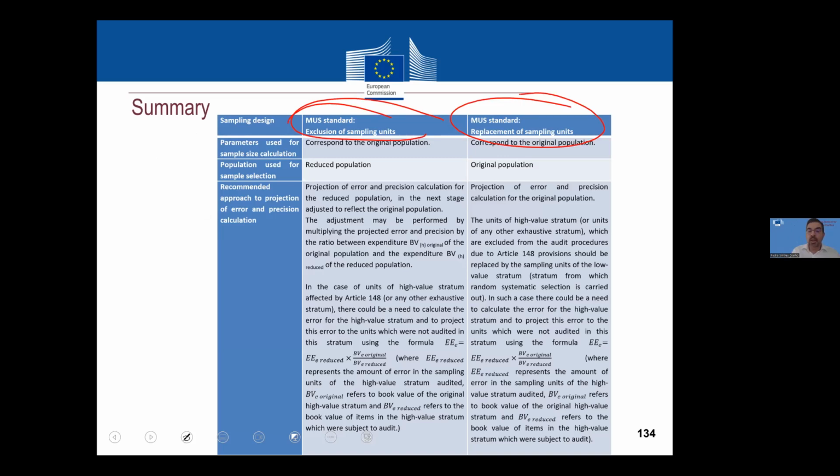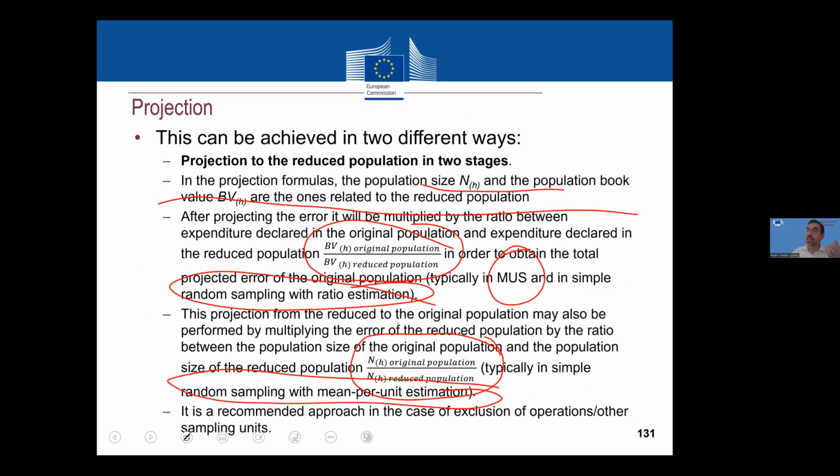and you have information about what the parameters are, the population for sample size, how we select the sample, here from the reduced population, here from the original population, and then how you project the errors from the sample into the population by using these correction coefficients that I have just told you about. It's important to read these tables because depending on the methods, this may be a little more complicated than it seems here in my simplistic explanation.